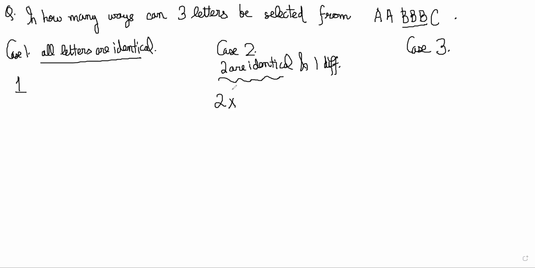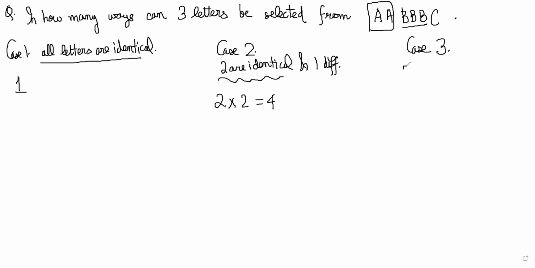And then, after you selected one of those identical pairs, you have to select one more letter out of the different letters. So there are two options for selecting the other letter also. If I selected the two A's, I can do B or C. If I selected the two B's, I can do A or C. So that will be two ways, and the total number of ways here will be four.